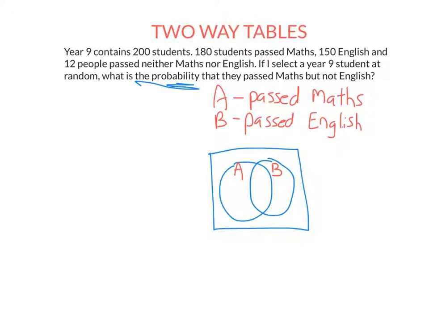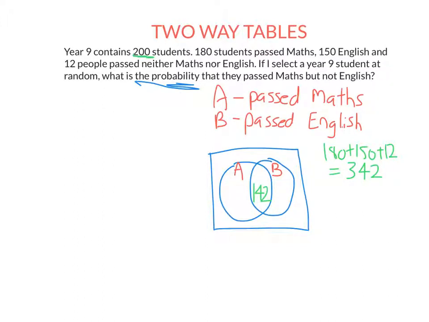Remember what we did was 180 plus 150 plus 12. We added up all the numbers that we're told about, and of course that equals 342. That means we've overcounted by 142, because there were only 200 students. So we put 142 in the middle.